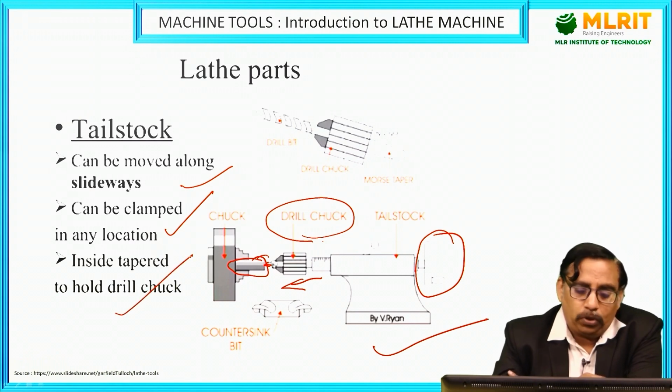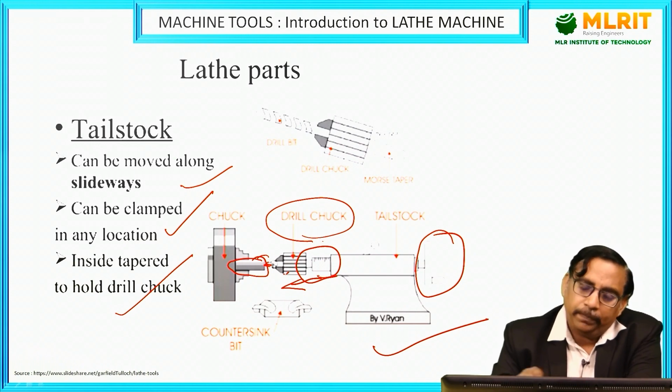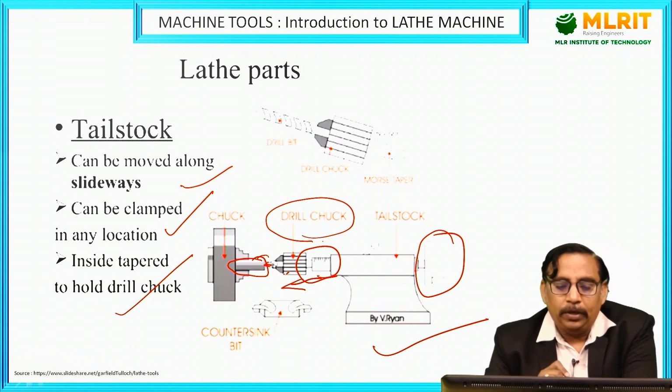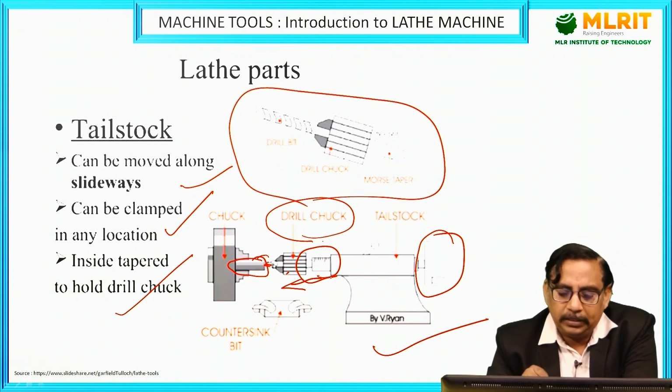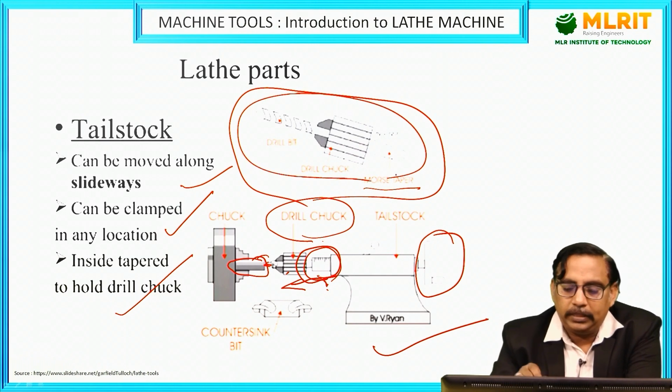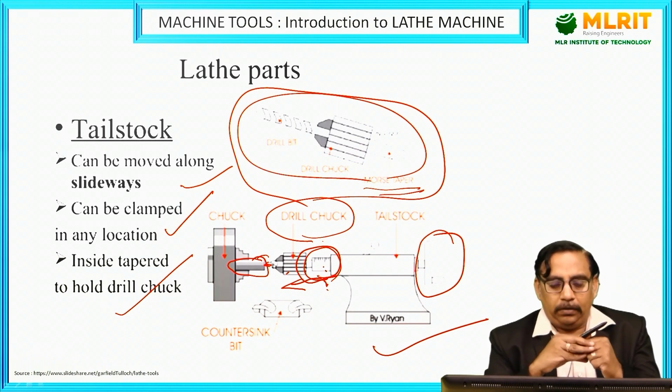Inside taper to hold the drill chuck. So here there will be an inside taper such that this drill chuck or revolving center can be fitted automatically. See, this is the drill chuck separately. So as we are saying, inside this hollow we will be having a taper section, right? So this taper section will be attached with the morse taper of the drill chuck. Then this morse taper and this taper will be giving a good fit for the drill chuck.